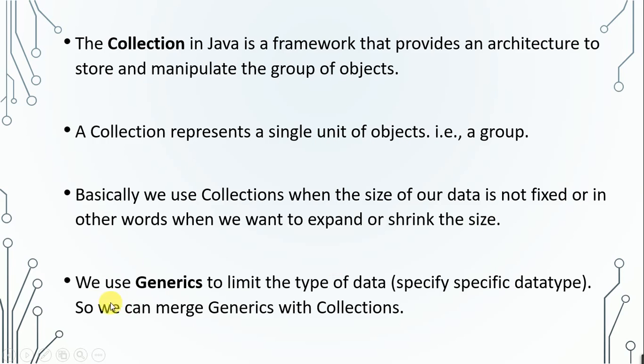Now, what do generics say? So we use generics to limit the type of data. Basically, we specify the specific data type with the collection. So we can merge generics with collection. Generics are used with collections to specify a specific data type, that is, what type of data that collection accepts.